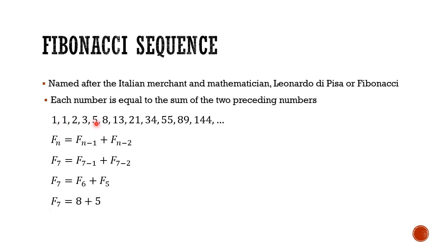So kung titingnan natin dito sa series natin or sa sequence natin yung position ng 6 and 5. So 1, 2, 3, 4, 5. So yung f5 natin is 5 and yung f6 natin is 8. So f7 natin should be 13. So 8 plus 5, we got 13.